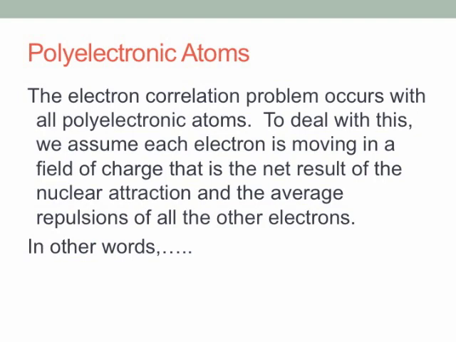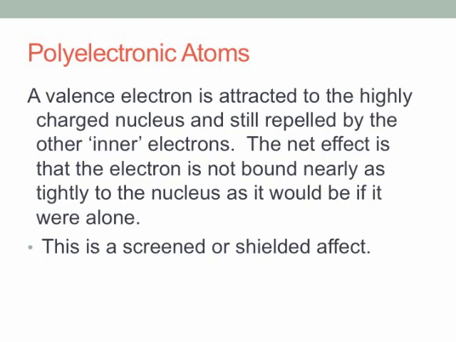To deal with this, we assume that each electron is moving in a field of charge that is the net result of the nuclear attraction and the average repulsions of all other electrons. So what does this mean? In other words, a valence electron is attracted to the highly charged nucleus and is still repelled by the inner core electrons. The net effect is that the electron is not bound nearly as tightly to the nucleus as it would be if it were alone. This is the screening, or what we have called the shielding effect.